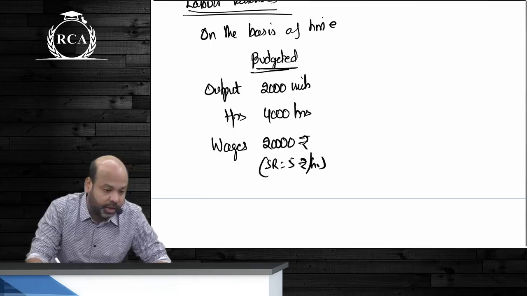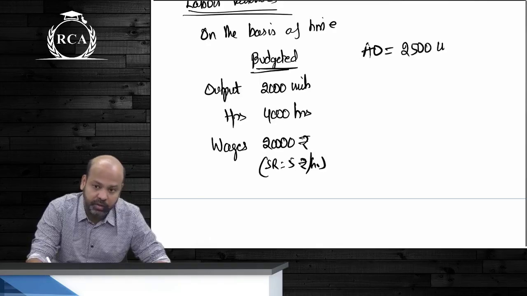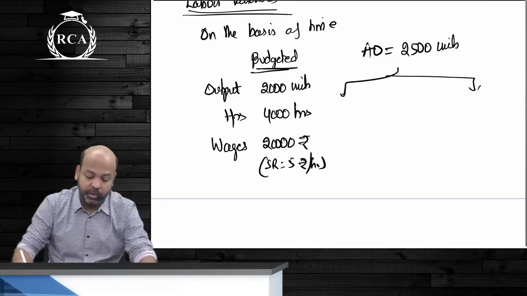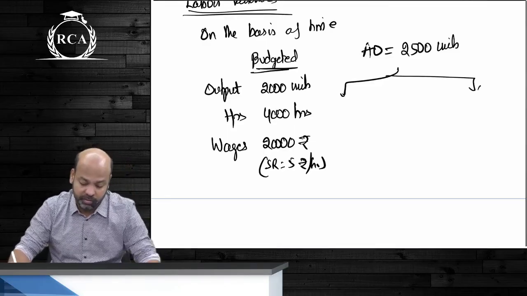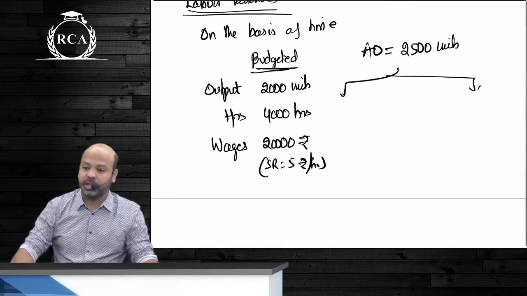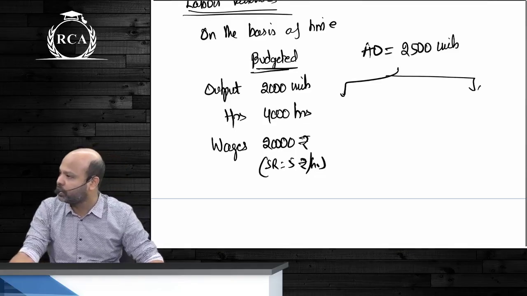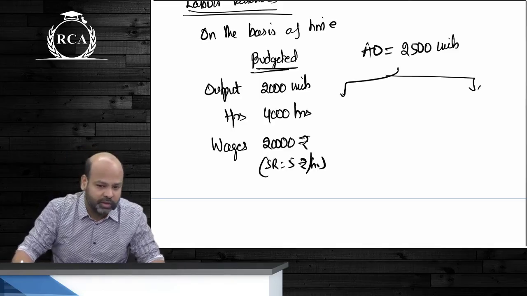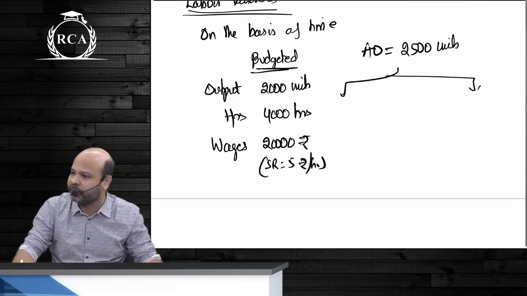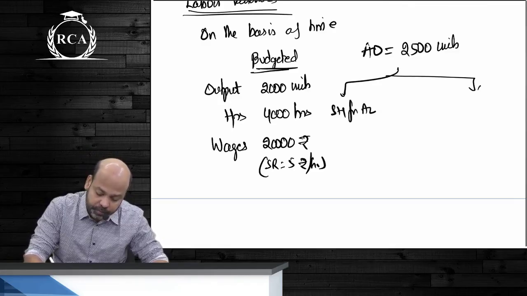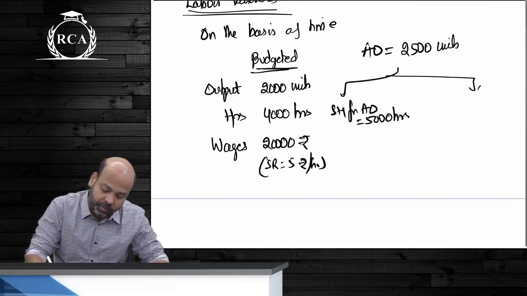The actual output that they have manufactured, let's say, is 2,500 units. To manufacture these 2,500 units, how many hours should they have taken? As per the budget, 4,000 hours to manufacture 2,000 units. That is how many hours per unit? 2 hours per unit. Actual output is 2,500 units, so 2,500 multiplied by 2 hours per unit. The standard hours for actual output would be 5,000.